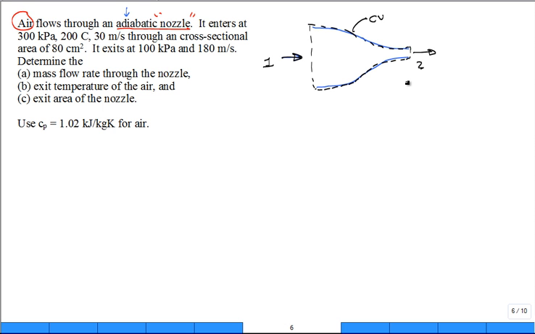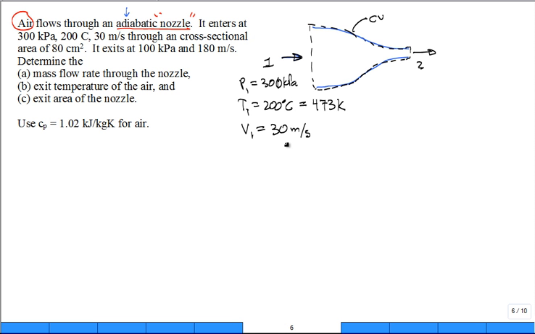Inlet 1, outlet 2. It enters at, they give me a pressure. Pressure at 1, 300 kPa. Temperature at 1, 200 degrees C. Since I probably am ideal gas, I may need to use PV equals nRT, so slap a 273 on it right away. If I need it in Kelvin, it's 473 Kelvin. It's coming across with a speed of 30 meters per second. That means they're trying to give you a hint: don't neglect the kinetic energy.